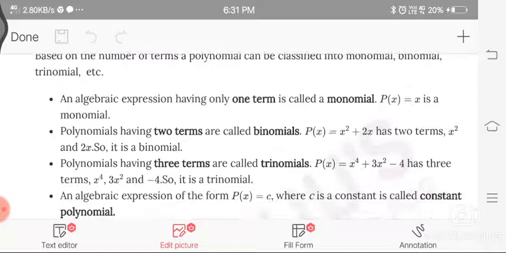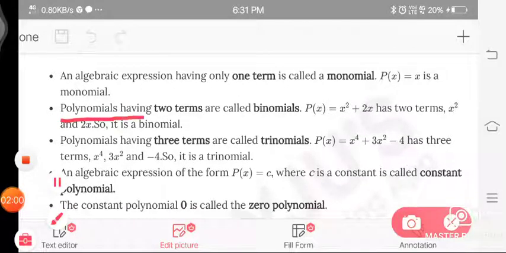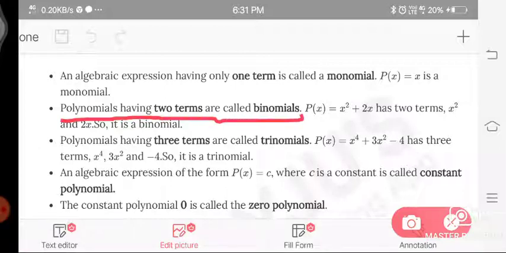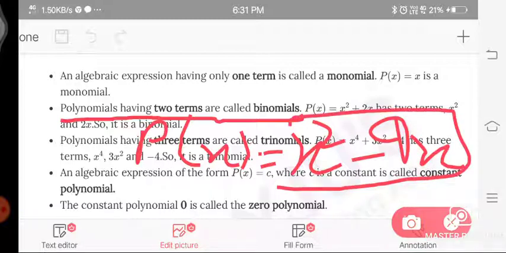So what is a binomial? A polynomial having two terms is called a binomial. For example, p(x) = x² - 9x. This polynomial has two algebraic terms with a variable, so this is a binomial.